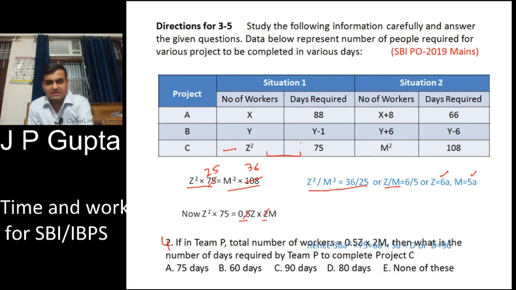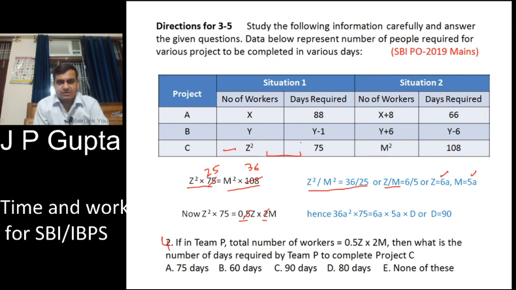So finally this Z square will be 36A square, 6A into 6A, 75 is the value, and Z will be 6A and M equal to 5A. And we can see that this A square will be cancelled out. In the second case, we have to find out the time, days, so we can assume it D.